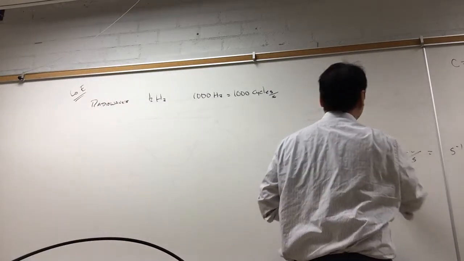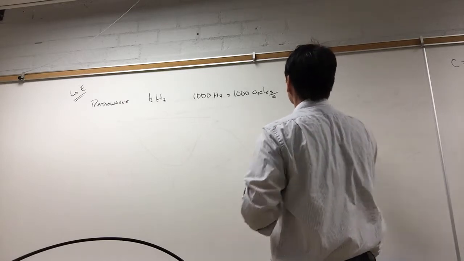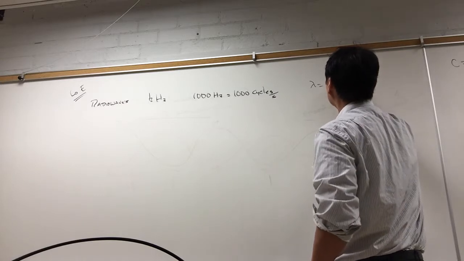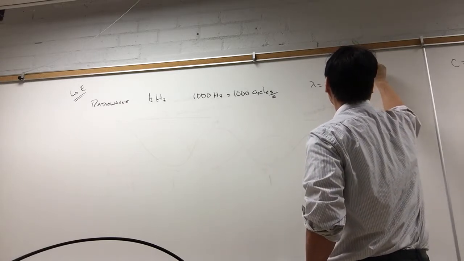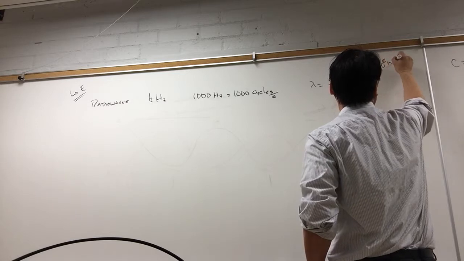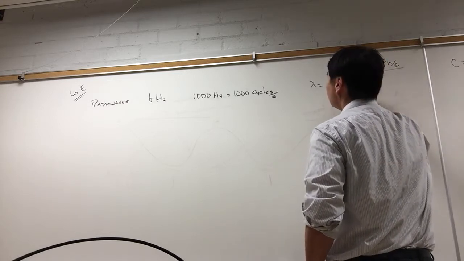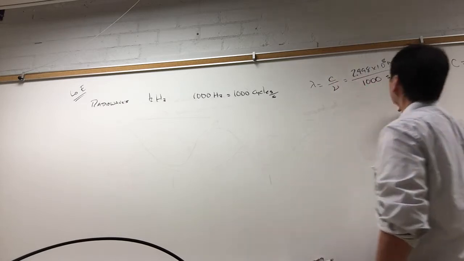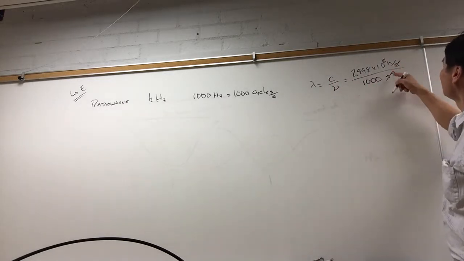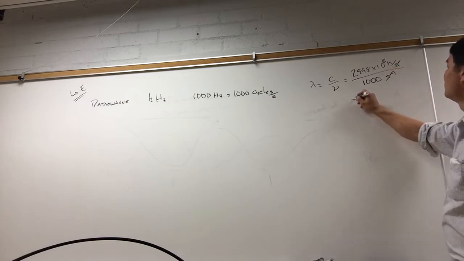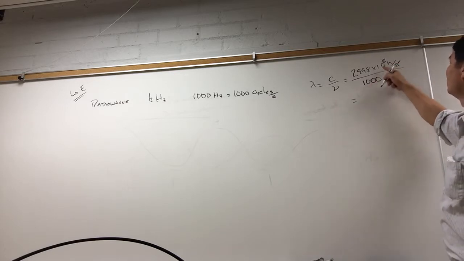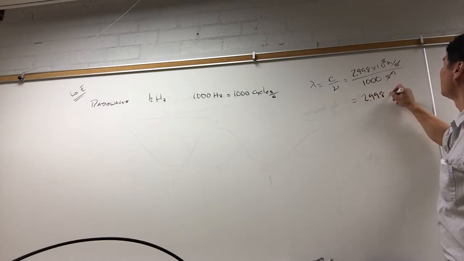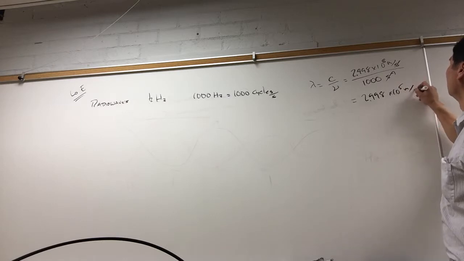What is the wavelength? Normally, I don't know what the wavelength is, so let's go ahead and calculate it. Lambda is equal to c over nu. C is 2.998 times 10 to the 8 meters per second. Nu is going to be 1,000 per second, or seconds to the minus 1. And so the seconds cancel, leaving us with meters. 10 to the 8th over 10 to the third is going to be 10 to the 5th. So it's 2.998 times 10 to the 5th meters.